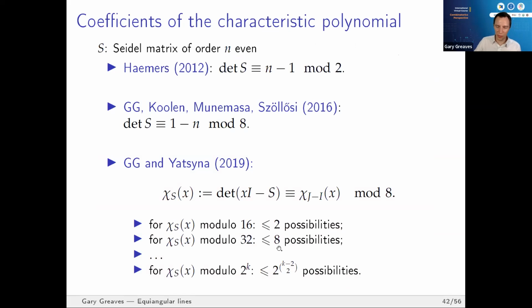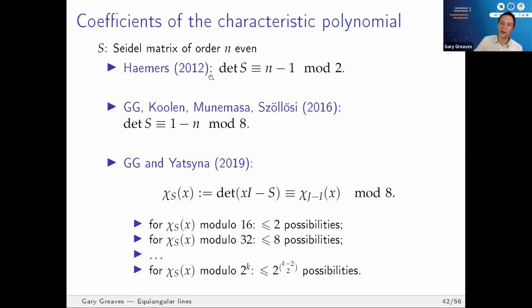So the way we can make progress on this is by identifying some very interesting pattern for the determinants of a Seidel matrix. On this slide, I'm collecting together a bit of history for the determinant of a Seidel matrix of a certain order.